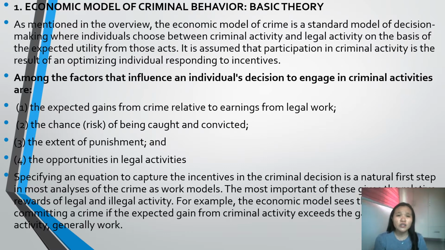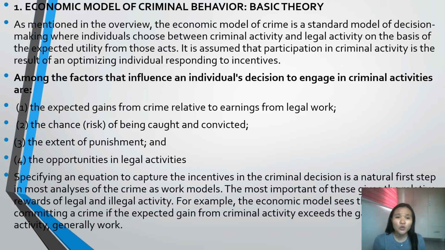Among the factors that influence an individual's decision to engage in criminal activities are: first, the expected gains from crime relative to earnings from legal work. So, kung ano yung magigain nila, makukuha nila, ma-earn nila. Next, the chance or risk of being caught and convicted. Number 3, the extent of punishment and the opportunities in legal activities.